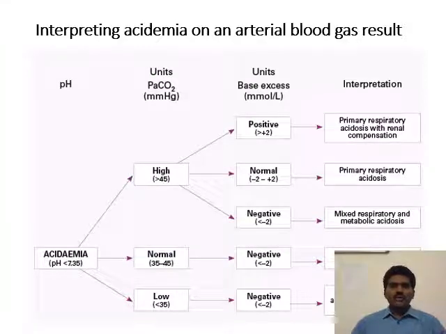So how do you interpret an arterial blood gas result? If pH is less than 7.35, you call it acidemia. In the presence of acidemia, the next step is to look at the PaCO2. If PaCO2 is high, that is greater than 45, you need to look at the base excess. If base excess is positive or greater than 2, it's a primary respiratory acidosis with renal compensation. If base excess is within the normal limits, -2 to +2, primary respiratory acidosis. If base excess is negative, mixed respiratory and metabolic acidosis.